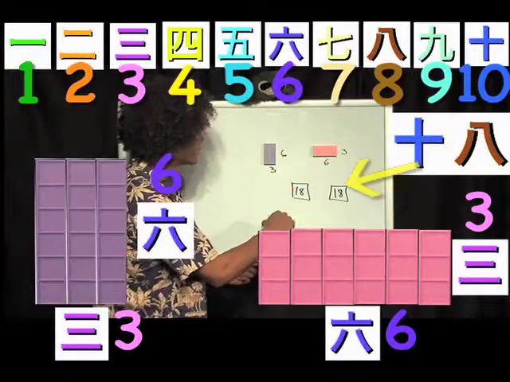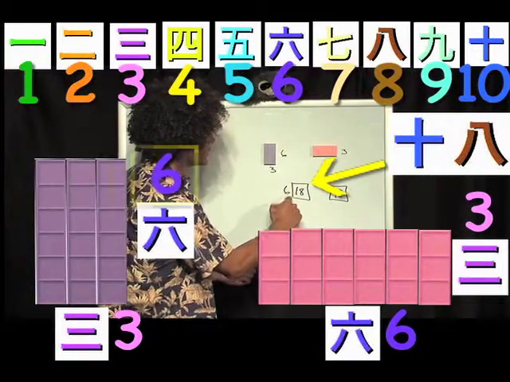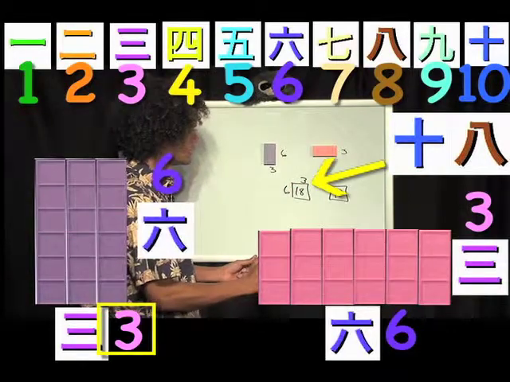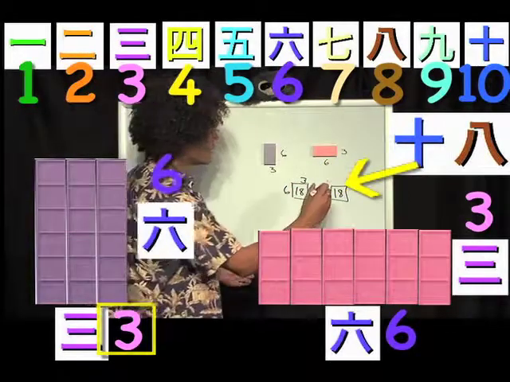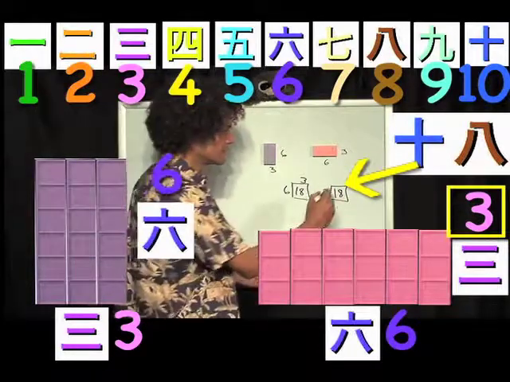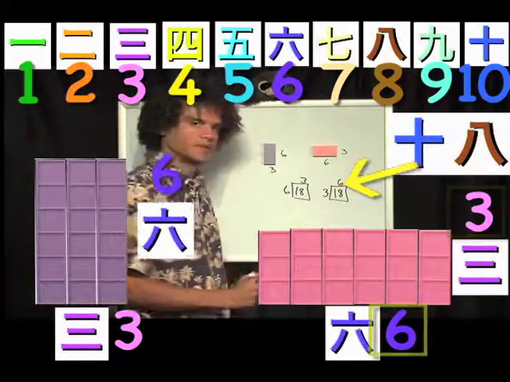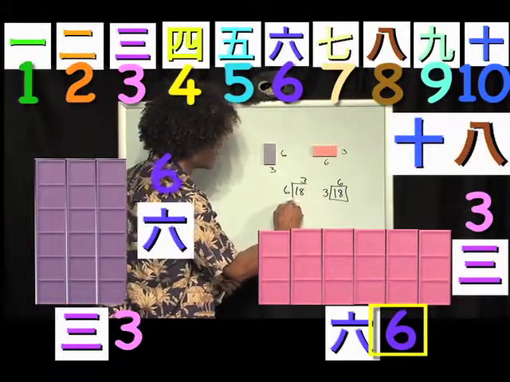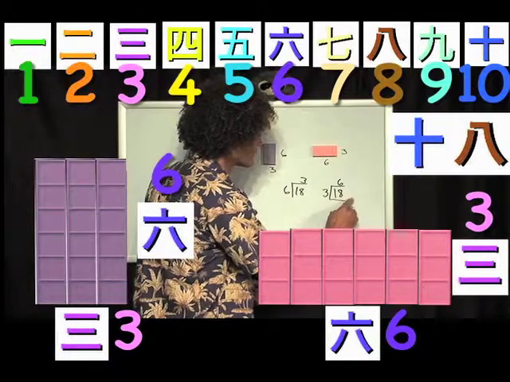And on this one, we have 6 is contained in 18 three times. Here, I have 3 is contained in 18 six times. Once again, that symbol is just shorthand for rectangle.